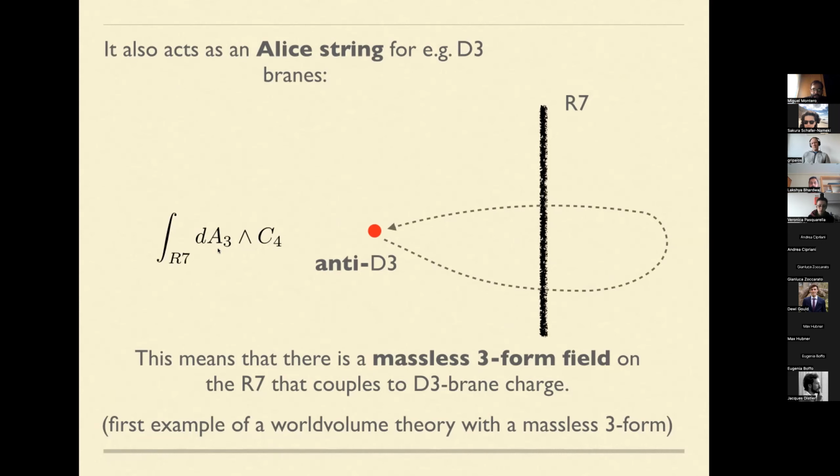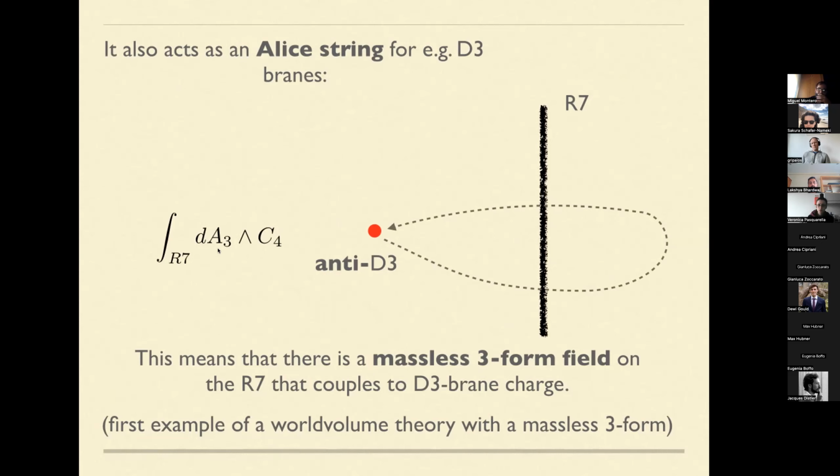If the R7 brane exists, it seems that it should have a worldvolume theory with something like a massless three-form. And this is, to my knowledge at least, maybe you guys know better, the first example of a worldvolume of a brane which has a massless three-form in its worldvolume. You have, of course, massless three-forms in M theory, but not in the worldvolume of a brane, which I thought was quite an interesting feature of this brane.